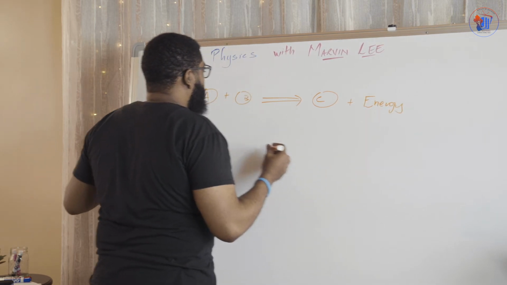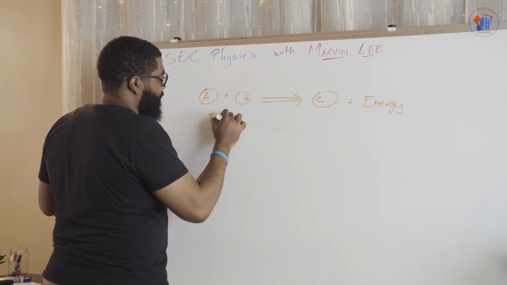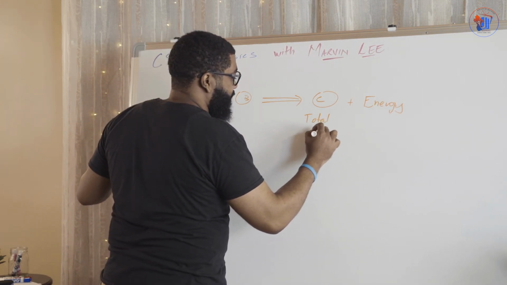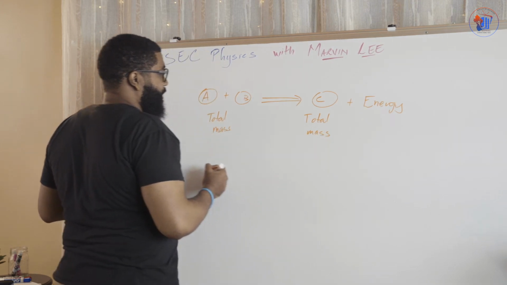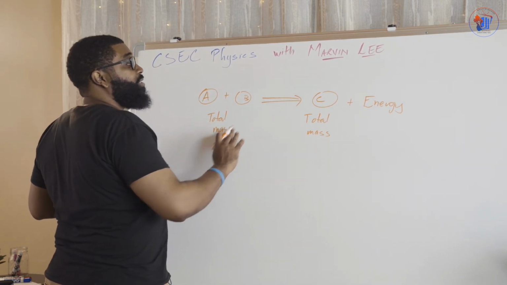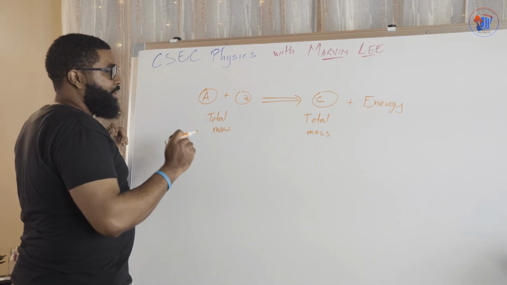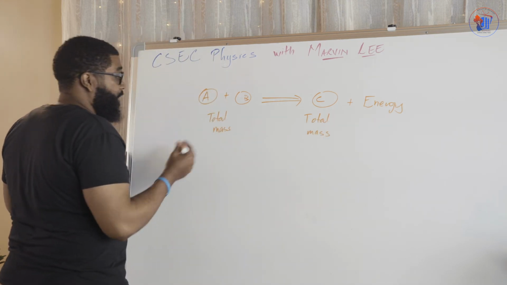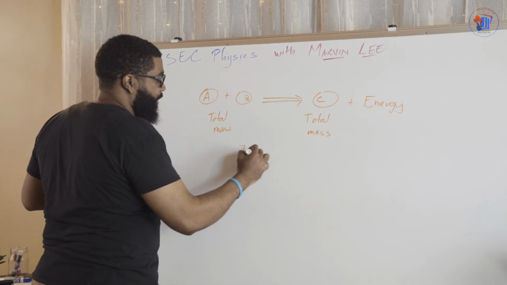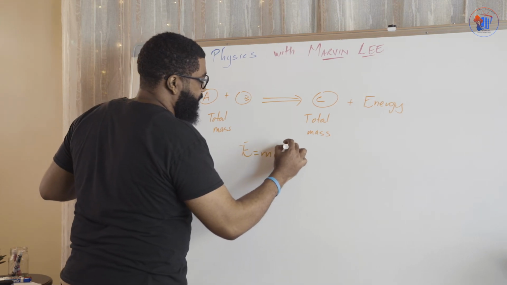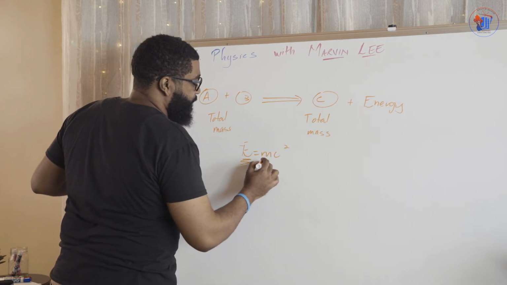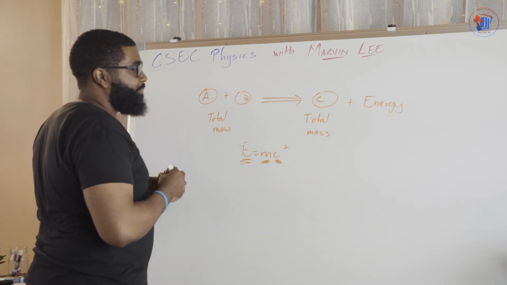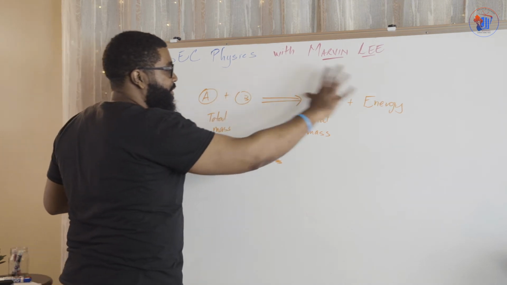Now, if we find the total mass before the reaction and the total mass after the reaction, we will realize that the total mass before is greater than the total mass after. This is what gives us the energy, because Albert Einstein gave us the equation E is equal to mc squared. Energy is equal to mass times the speed of light squared. That's essentially what he said. And this governs these reactions.